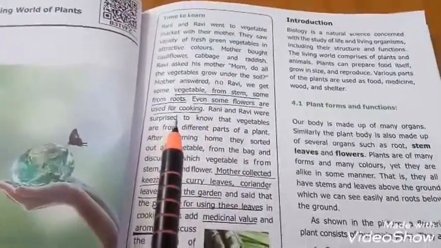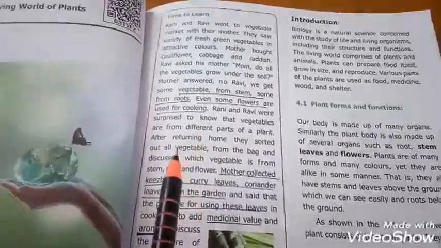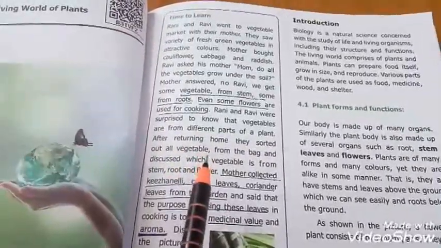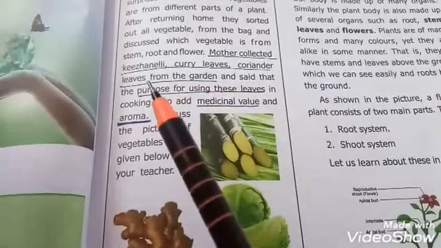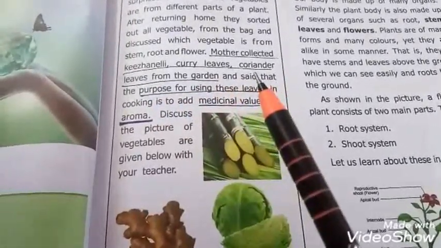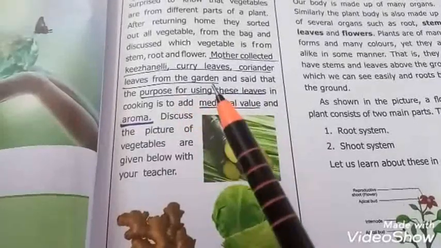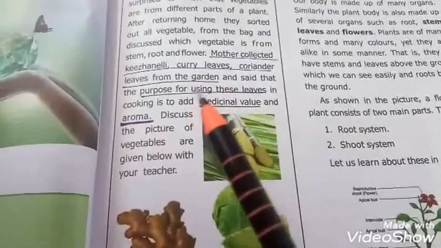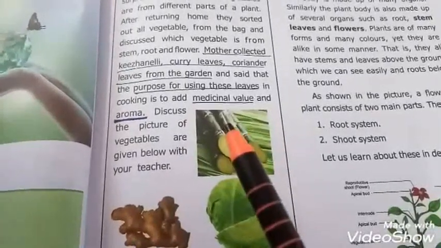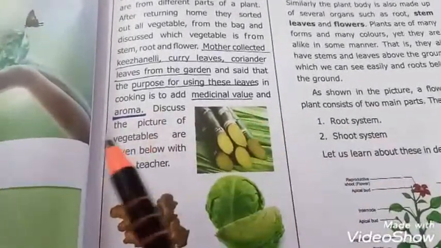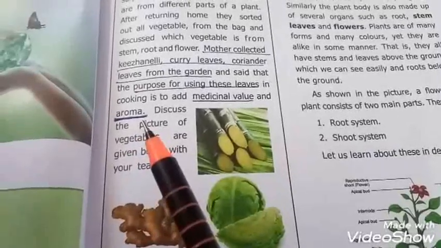You know the plants. The plants have leaves, stem and roots. And his mother collected kilanelli, curry leaves, coriander leaves from the garden. The purpose is that leaves are used in cooking for medicinal value and aroma. Aroma means fragrance.